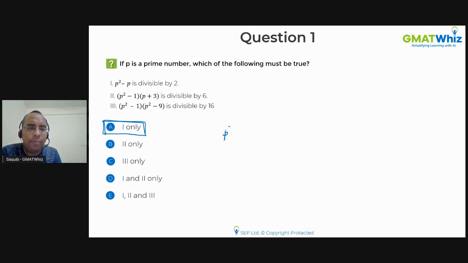So when you have (p square minus 1) times (p plus 3), and you want to see for odd numbers, you need to put some values and see whether it is divisible by 6 or not. If it's true for any of the odd numbers, then you can say it could be true. Very rarely do you get a could be question. Frankly speaking, most of the questions are must be true. But if you get a could be true, and it's not working for an even number as we saw, put an odd number and check it.